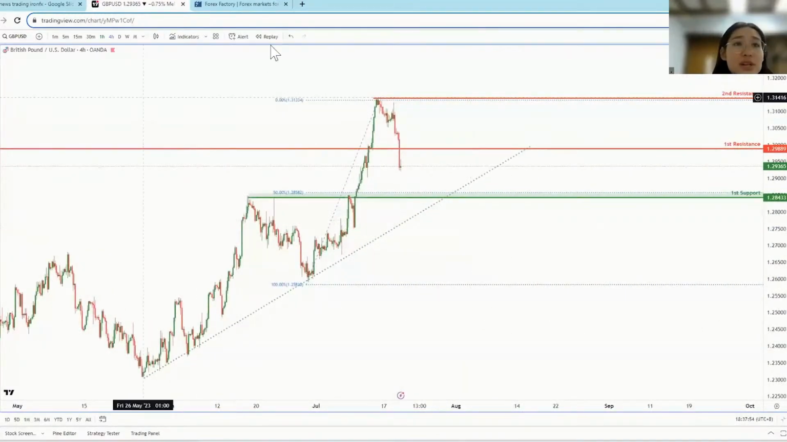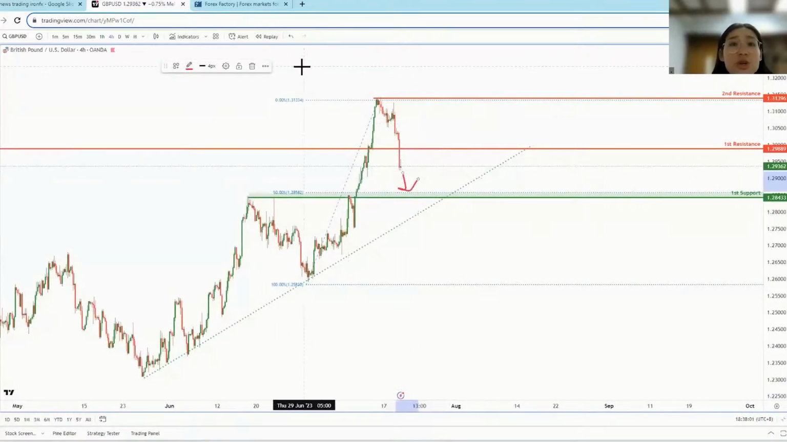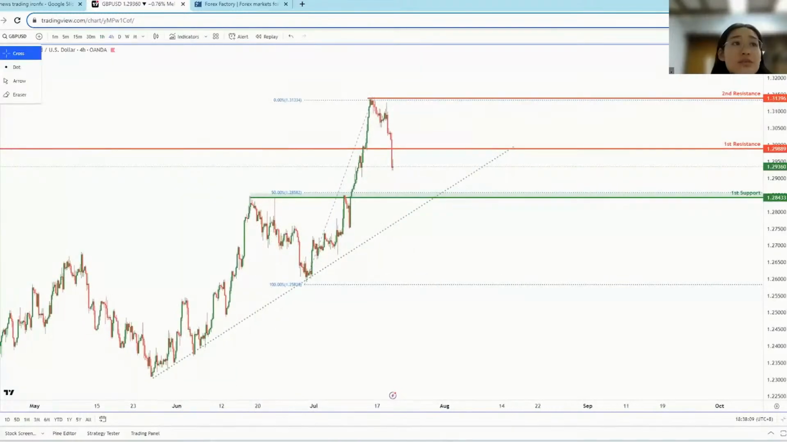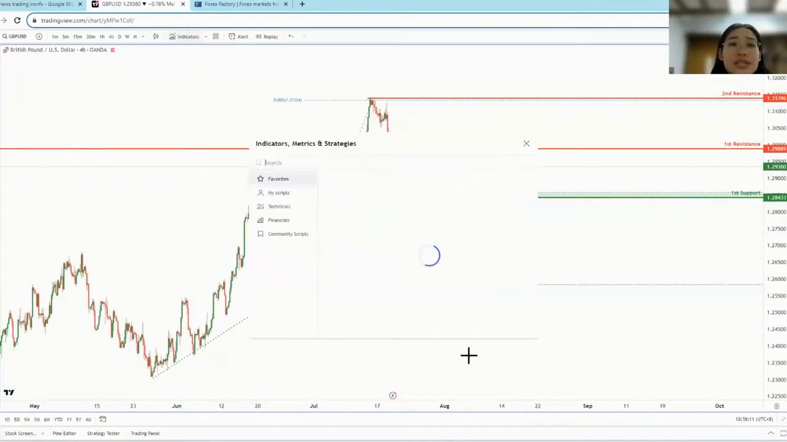Okay, so we can expect price to continue to drop down from here all the way downwards to our first support, and expect it to land maybe somewhere over here. Okay, so now that we have that, let's go in with our indicators.